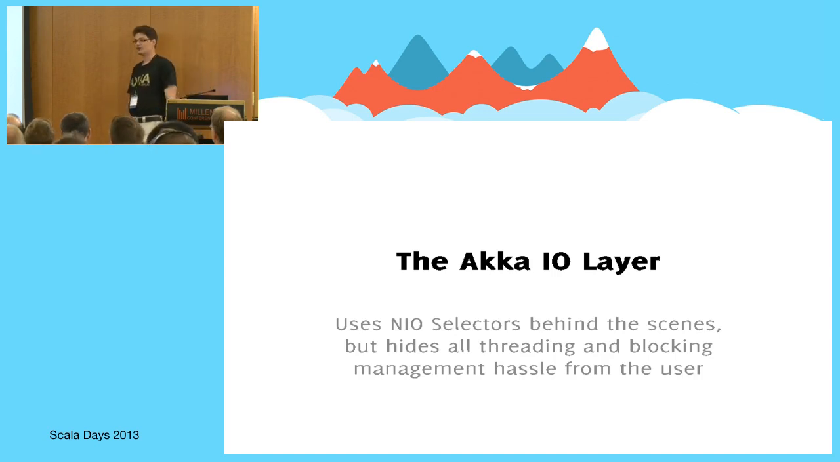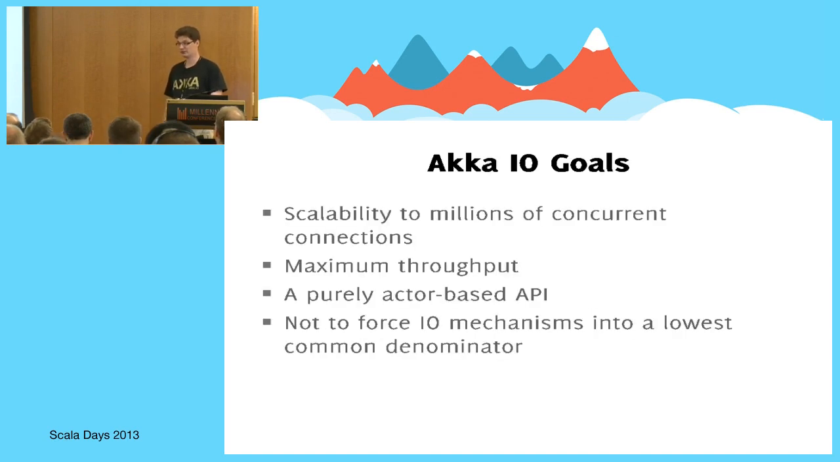The IO layer, of course, uses selectors in the background. There is no other way to do it. But it hides you from all the threading issues and managing the blocking, which you have to do because you have to sacrifice at least one thread to do a blocking select. So the goals were, apart from a nice API, is also to scale.